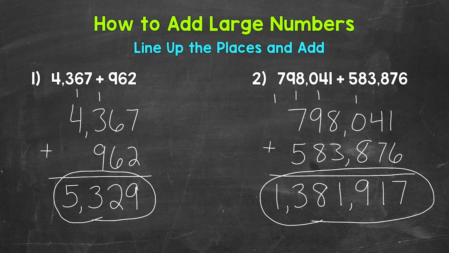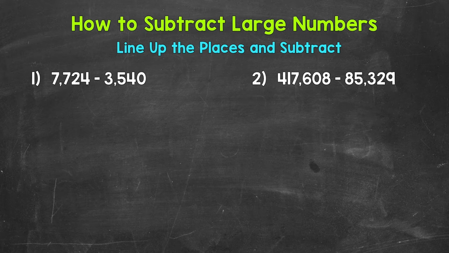Let's move on to subtraction. Here are our examples for subtraction. Let's jump into number 1, where we have 7,724 minus 3,540. The first thing that we need to do is set this problem up.